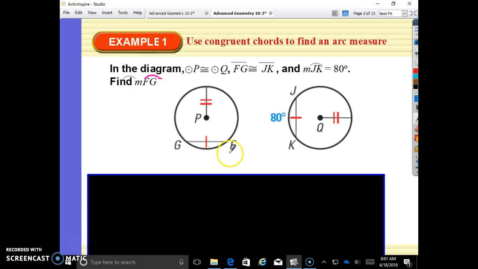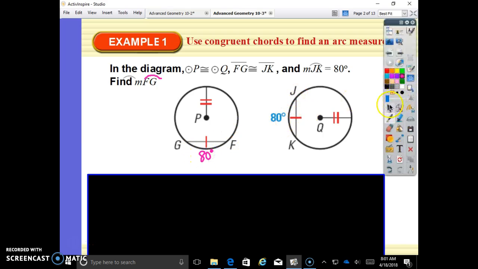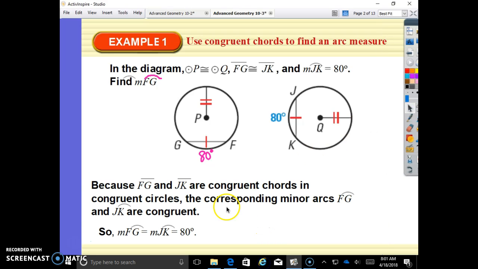Okay, so what is the measure of arc FG if JK is 80? These two chords are congruent and their radii are congruent. If their radii are congruent, they're congruent circles, right? So if they're congruent circles and they have congruent chords, then the lengths of those arcs are equal. So it's 80 degrees. Because segment FG and segment JK are congruent chords in congruent circles, the corresponding minor arcs FG and JK are congruent. So we're going to get them both being 80 degrees.